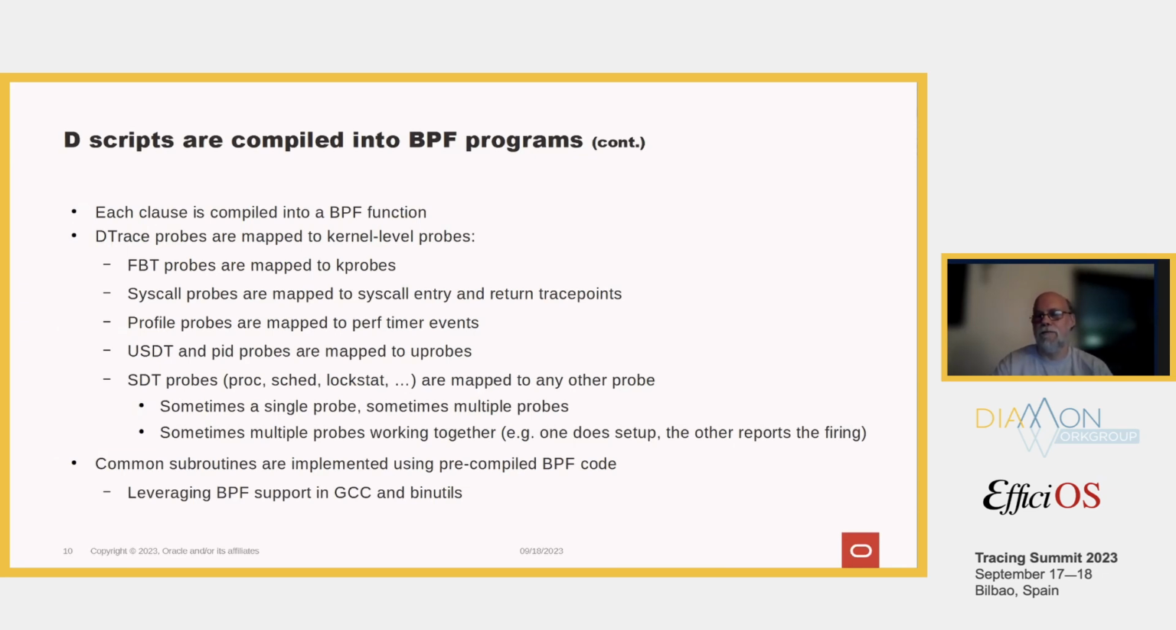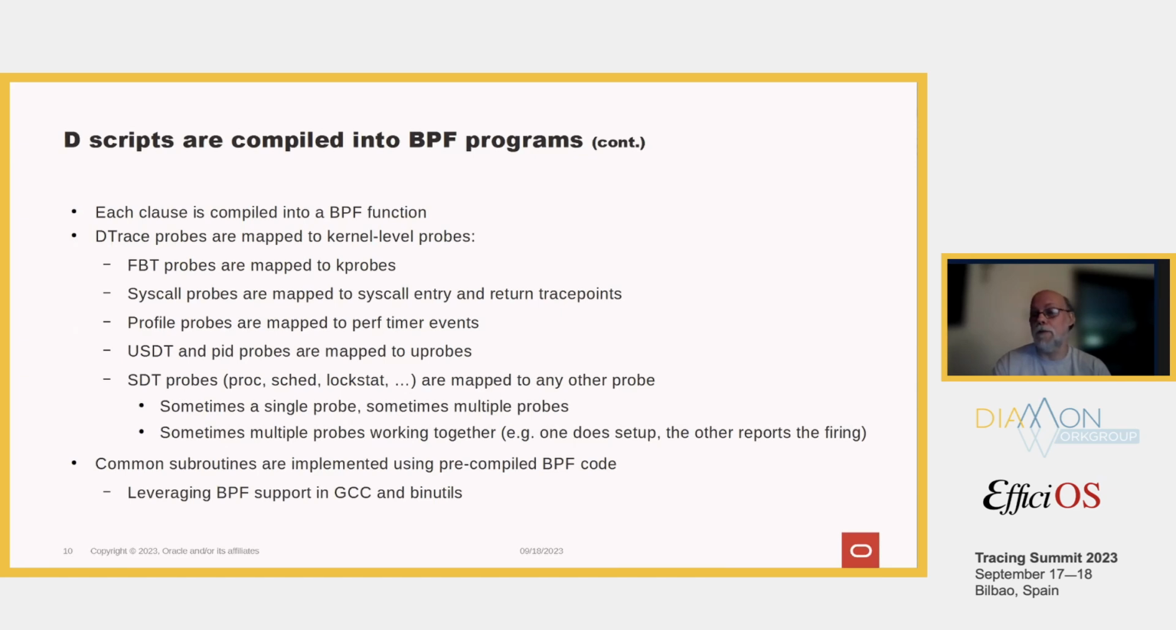At this point, we're looking at it from that perspective. It's just code generated as a function. We're not doing anything with it yet. And then DTrace probes are mapped to kernel level probes. So whatever happens in DTrace, what you see may be different underneath the covers, but that's not something that users should have to worry about. So we have the FBT probes, as I mentioned, system call probes, the profile probes for timer events. There's user space probes that you can do using uprobes. And then these special statically defined tracing probes that are mapped to other probes.